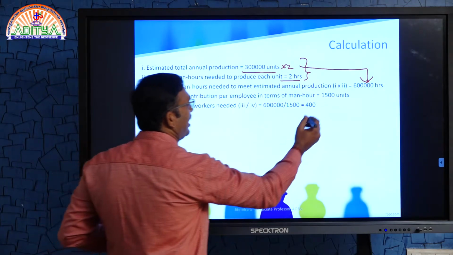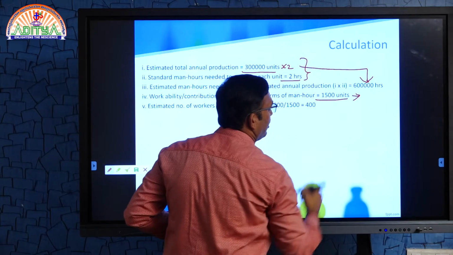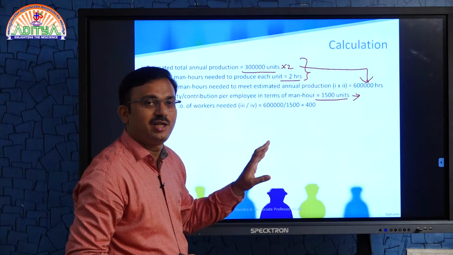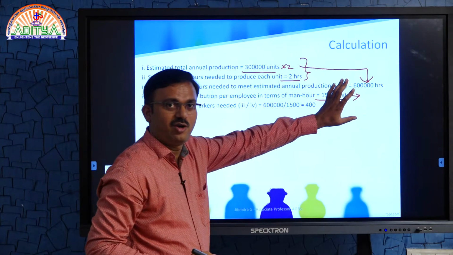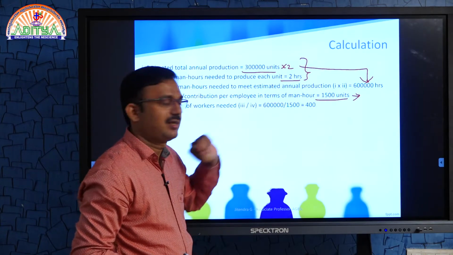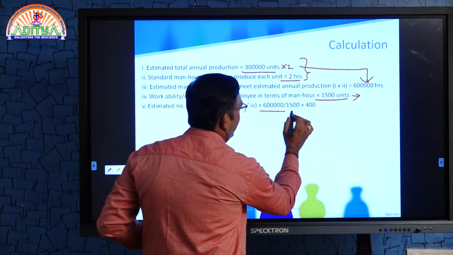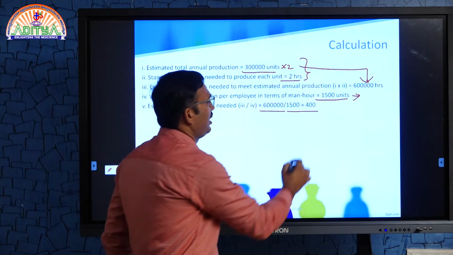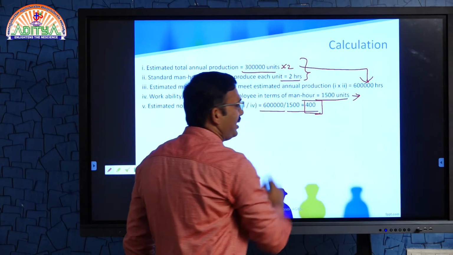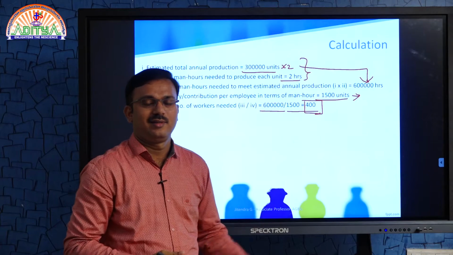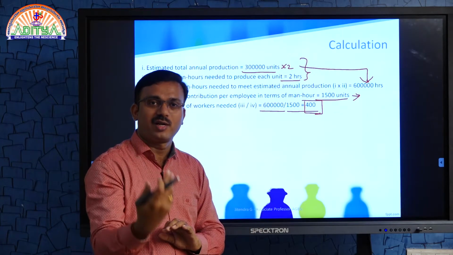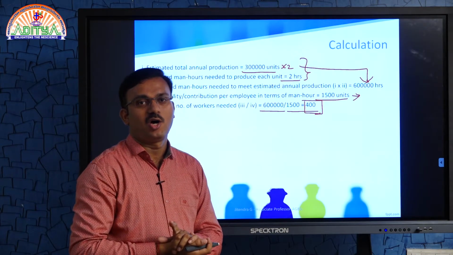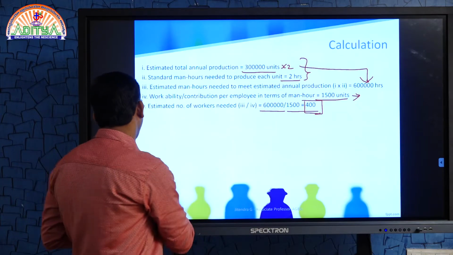From that, the given data is 1500 man hours taken by a single individual. Now, the total hours we already got. From that, we can calculate the number of manpower. 6 lakhs divided by 1500, so the answer is 400. Like this, by knowing various workload information, we can calculate the requirement of number of employees in the organization. This is about the work study technique.